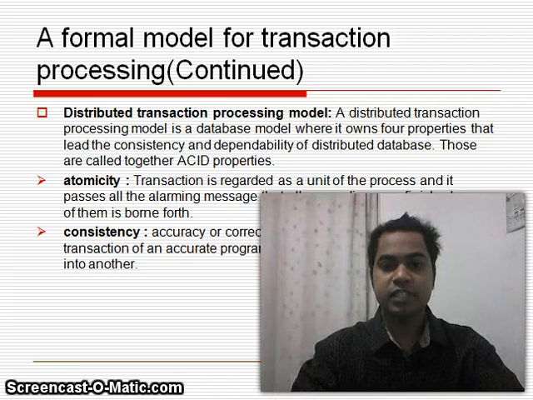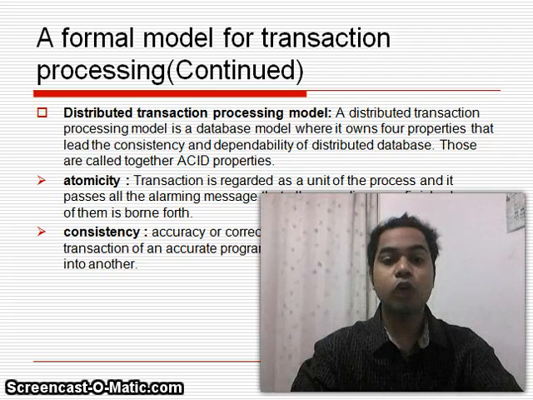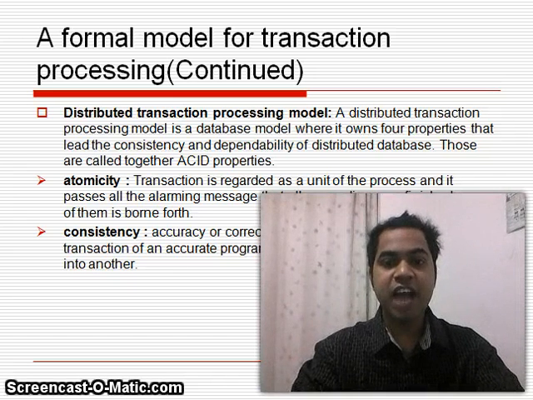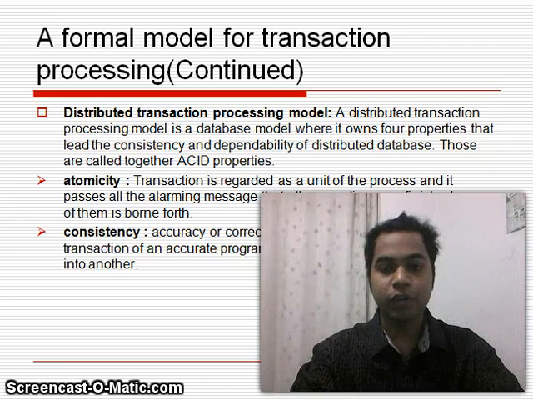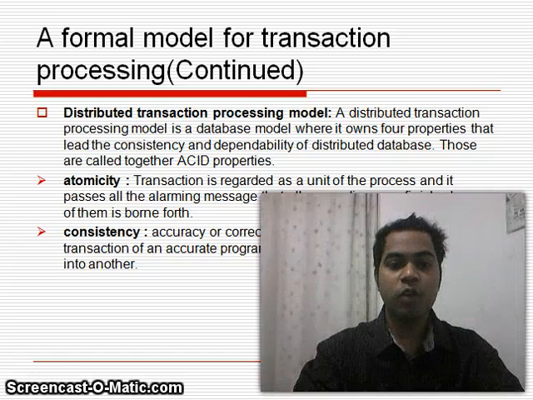Distributed transaction processing model. A distributed transaction processing model is a database model that has four properties, called ACID properties: atomicity, consistency, isolation, and durability. What is atomicity? Transactions are regarded as a logical unit of processing, and it ensures that either all the operations are finished or none of them is.